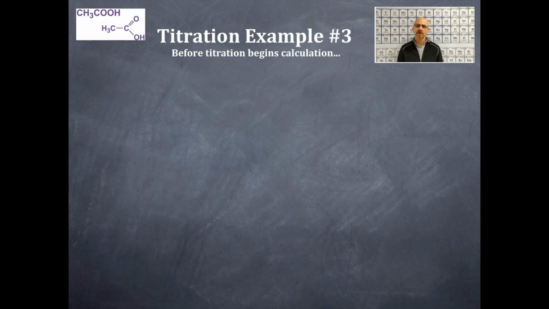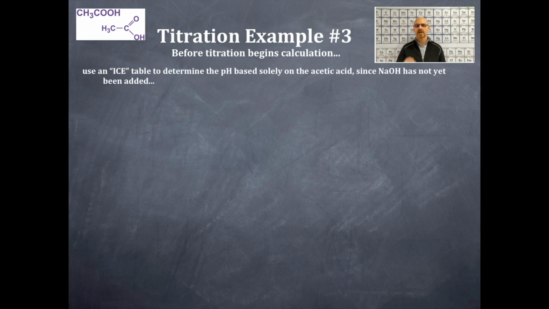So before the titration begins calculation, we're going to use an ICE table to determine the pH, which is based solely on the acetic acid, since sodium hydroxide has not yet been added at this point in time. Okay, so we have acetic acid, that's an acid, CH3COOH, plus water. Water is a liquid. Now, in order to write the products, we're going to write the conjugate pairs to acetic acid and water respectively. Since acetic acid is an acid, we're going to produce hydronium ion. So the conjugate to water is the hydronium ion.